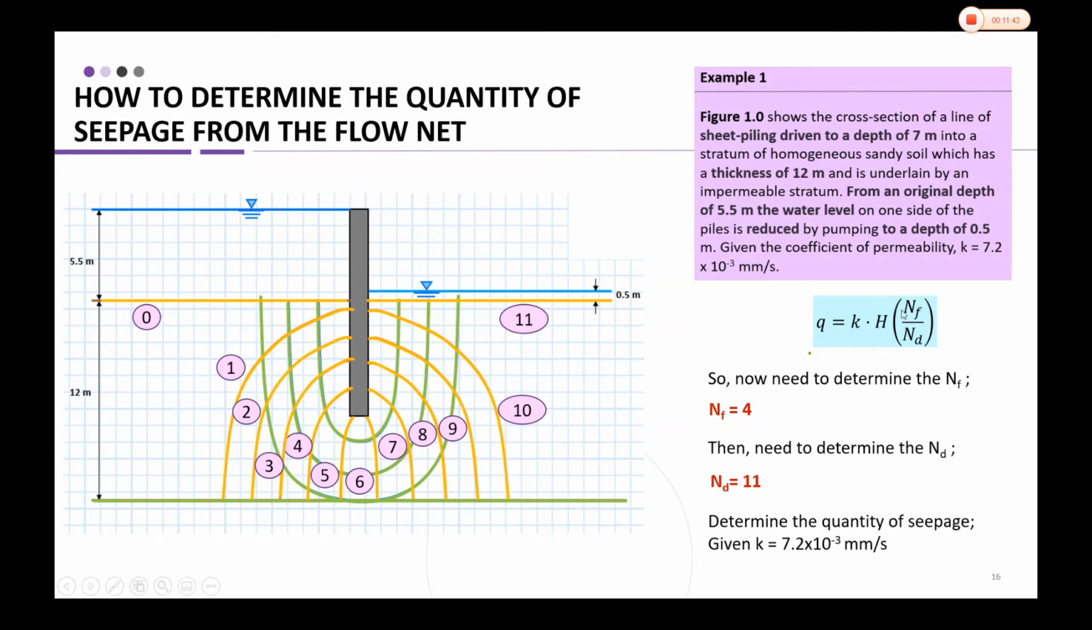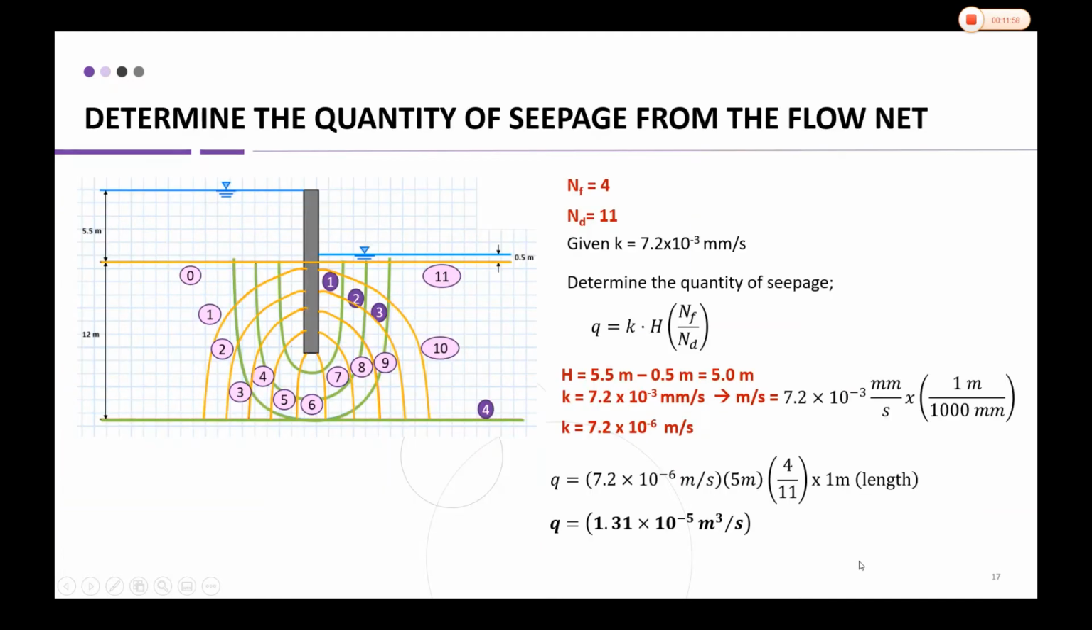So now we have NF and ND, we know the H, we know the K. So now we can calculate the Q. The K is given in the question, 7.2 exponent negative 3 mm per second. Now we have everything, so let's calculate the Q. So H, 5.5 minus 0.5, because this is our H.